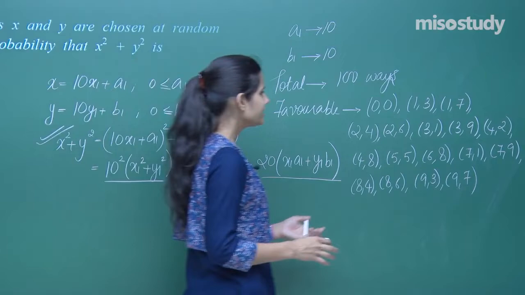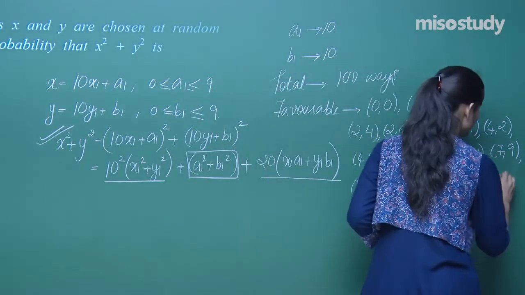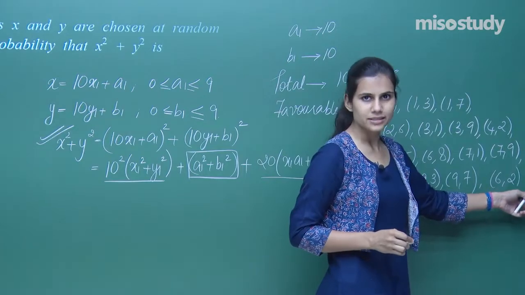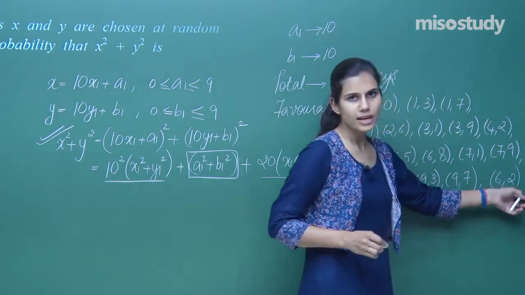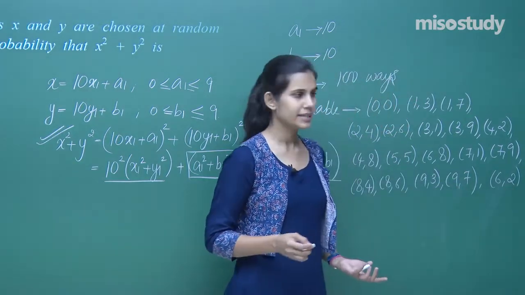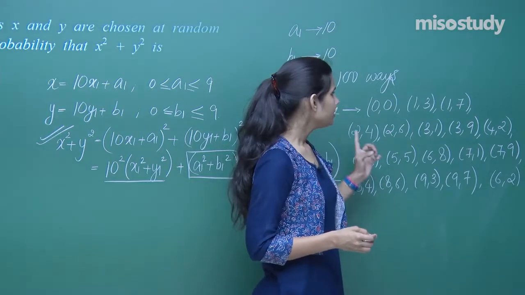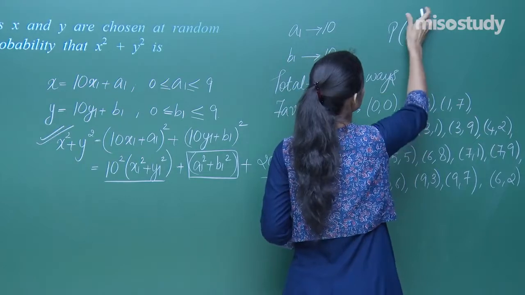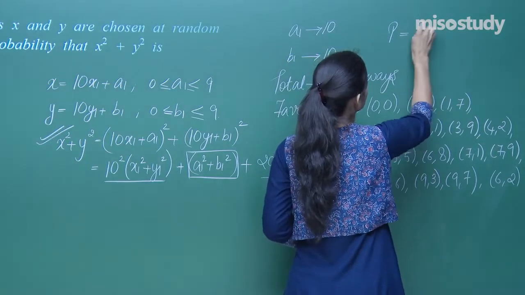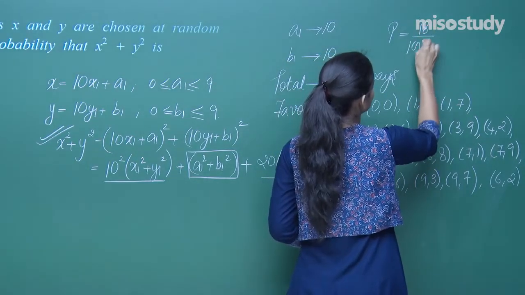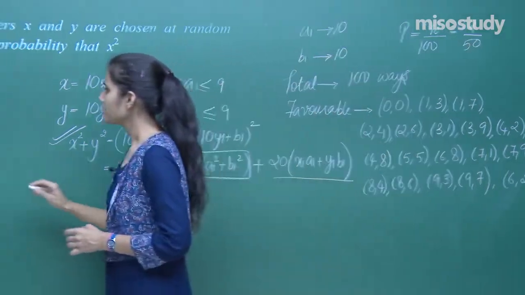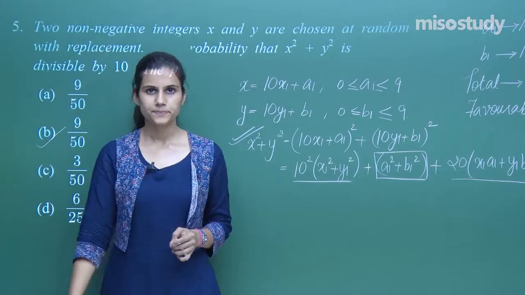Yes, so these are all the ways. In fact, you can also incorporate 6, 2, because 6 square is 36 and 2 square is 4. That makes it 40, which is divisible by 10. So over here you can very easily see there are 18 favorable ways, and therefore the probability becomes 18 by 100, that is 9 by 50, and therefore your answer turns out to be option number B.